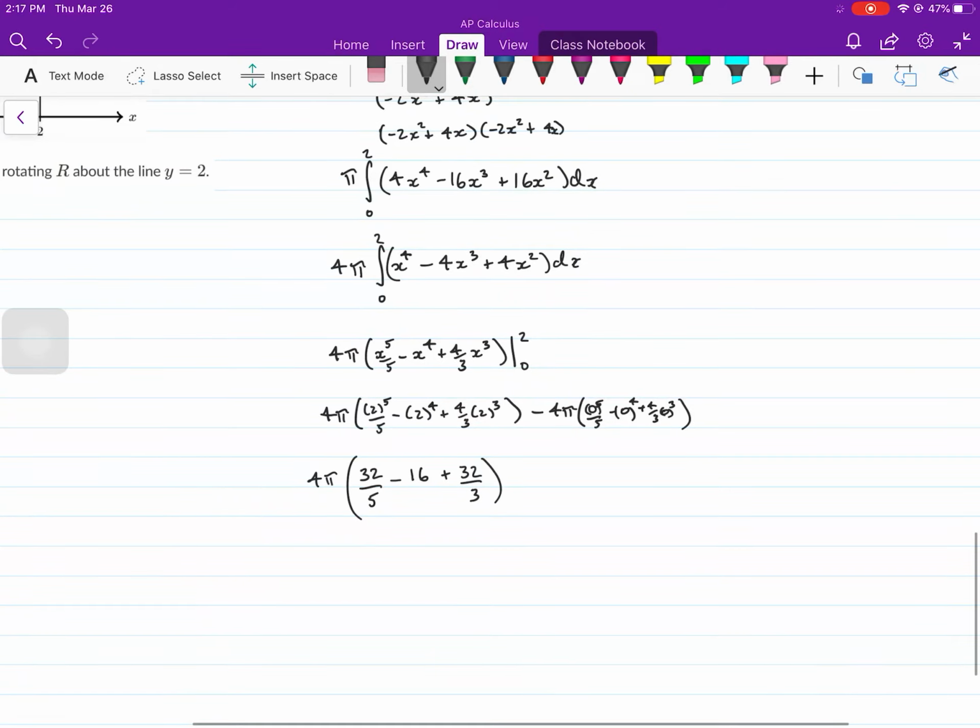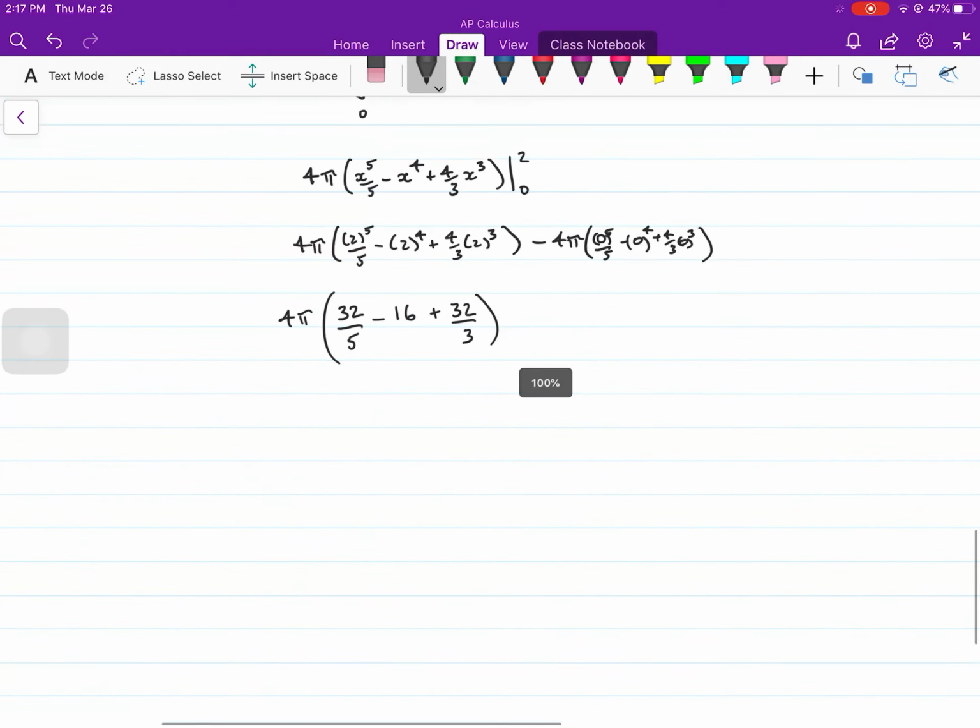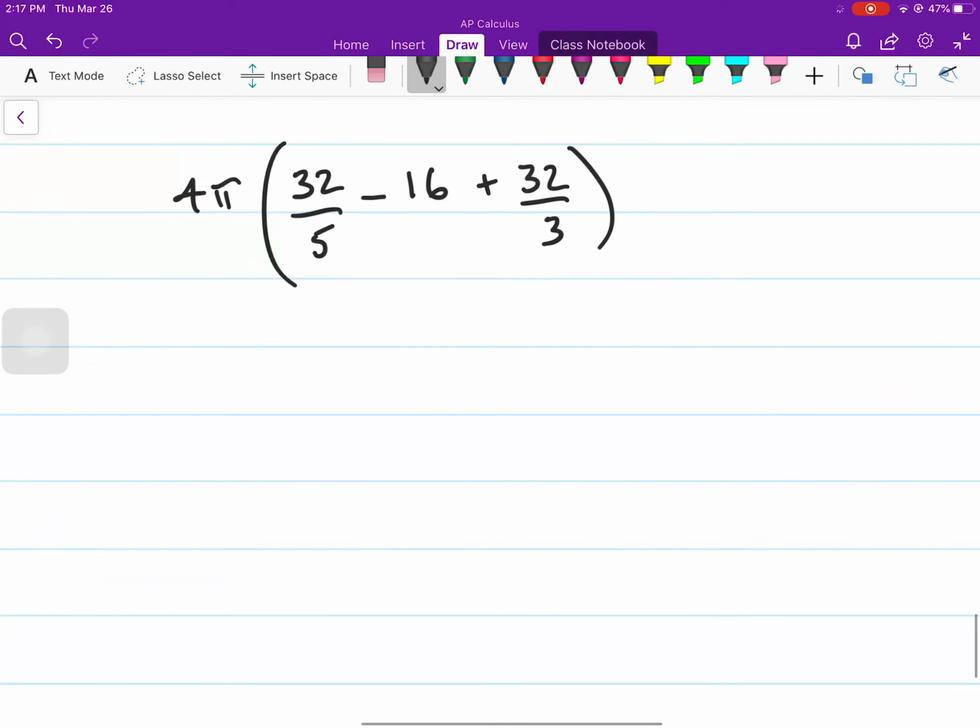4 pi times that. I really don't know why you guys chose to take calculus. This is a very long problem. And so get your common denominators, which I'm going to leave up to you guys, and finish out that problem.